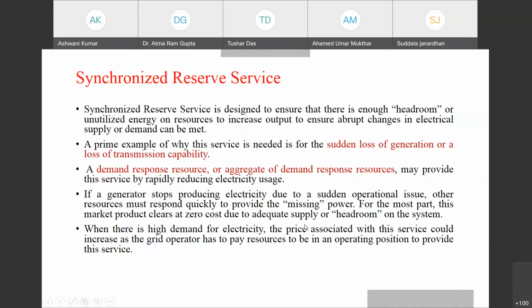So synchronized reserve service availability is very, very important. Whenever there is a high demand, we must have a reserve to be added in a system. Whenever the demand is lower, we must take the reserve out of the system very fast, so that all the health parameters are maintained properly within the limits.